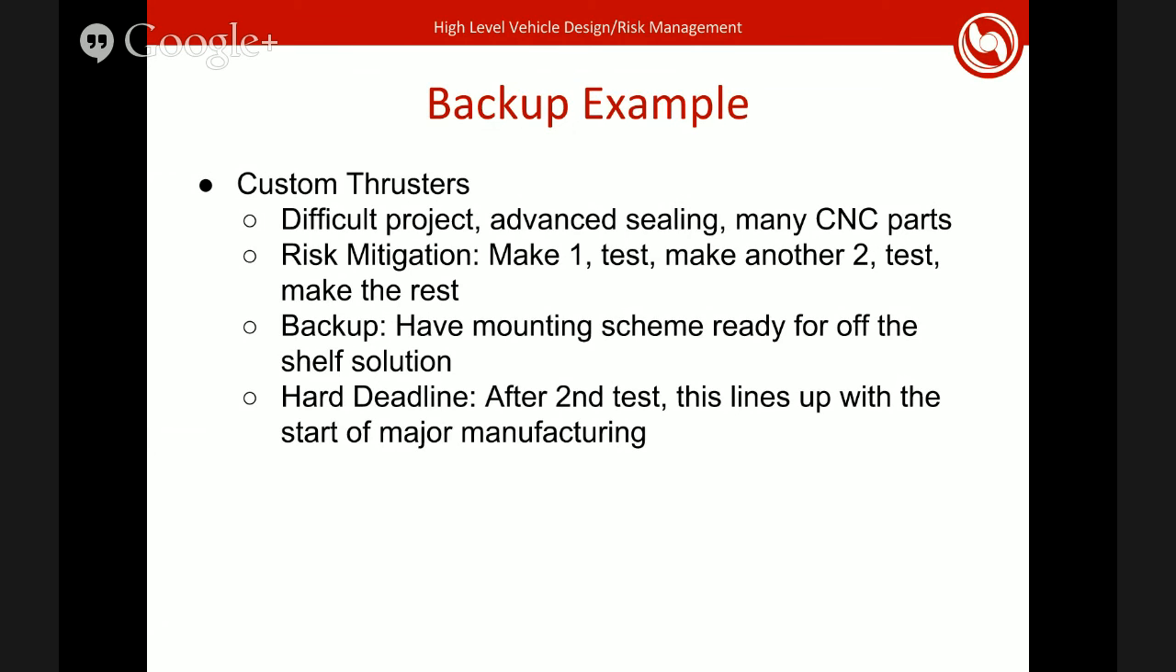Now, another example of backups for projects. Custom thrusters is something we're looking to implement. This is a very difficult project. It requires advanced sealing, many, many CNC parts, much time invested, and it all needs to be machined to a very tight tolerance, and it all needs to work together. So how do you mitigate this risk? We're opting to make one prototype, then test it, and then make another 2 and test them, and then make the rest, maybe 10 or 12 of them.